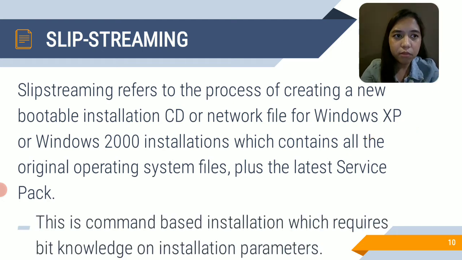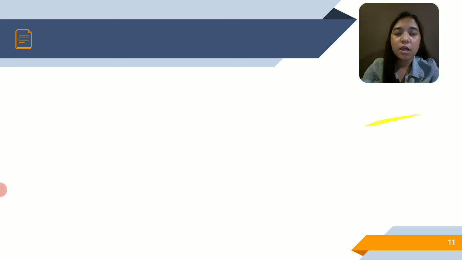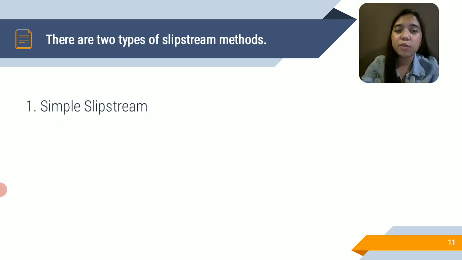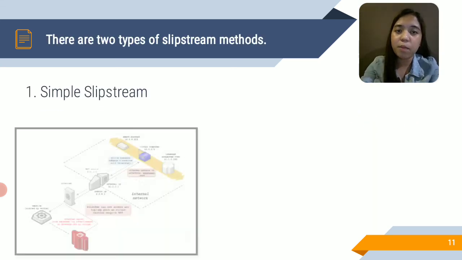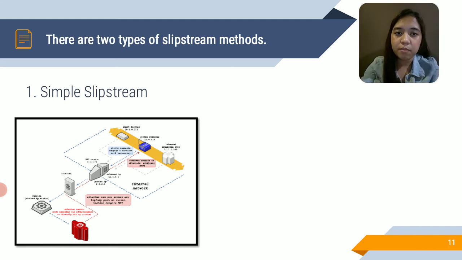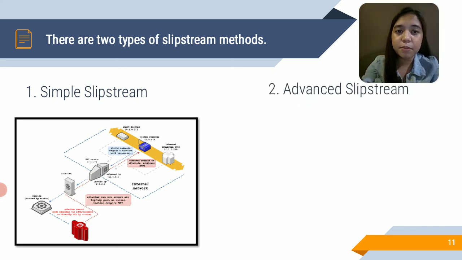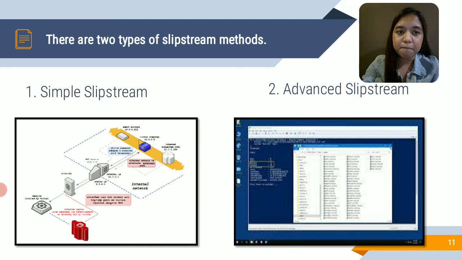Slipstreaming is a command-based installation which requires some knowledge of installation parameters. There are two types of slipstreaming methods. Number one, simple slipstreaming, and here is our picture of it. And the second is advanced slipstreaming, and that will be the picture.